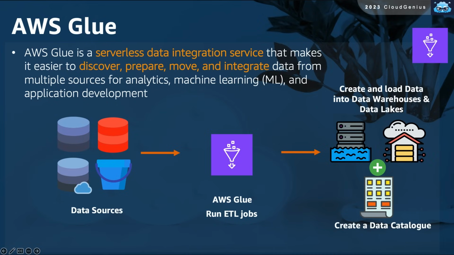The service also provides powerful ETL capabilities. You can create ETL jobs in AWS Glue to transform and clean your data, applying transformations such as filtering, aggregating, and joining data from different sources. This ensures that your data is in the desired format for analysis.